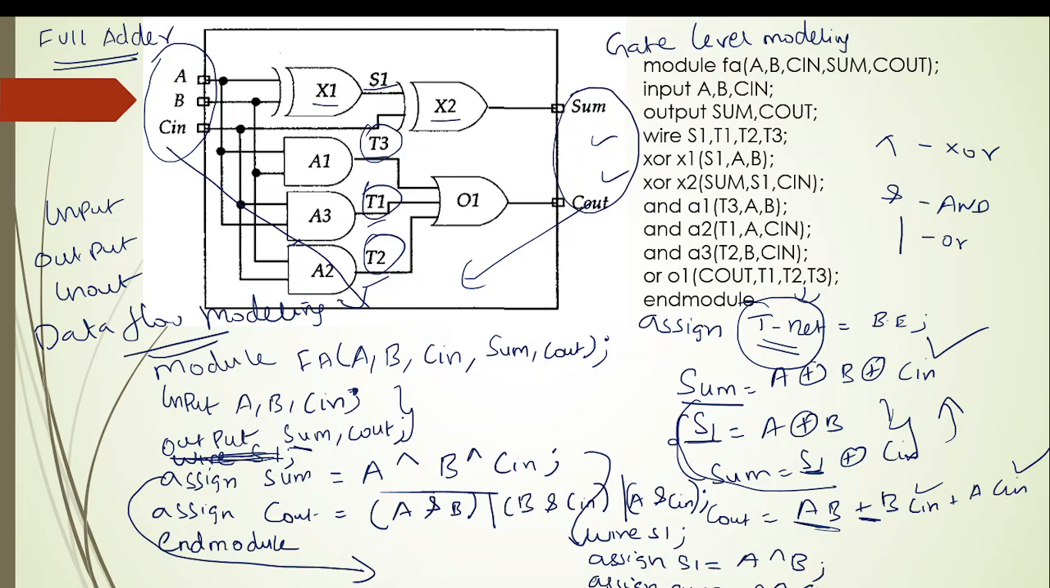It is up to you to decide, because S1 is acting as an intermediate signal here. So this signal will not be available in the port list or port declaration. This intermediate signal should be declared as a wire. Wire is one of the keywords which can be used to declare intermediate signals.